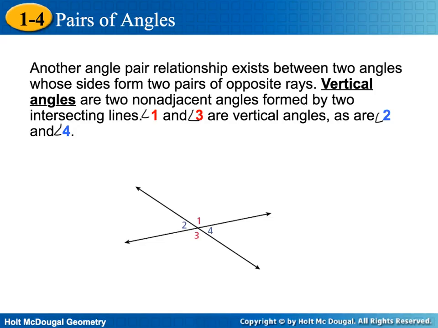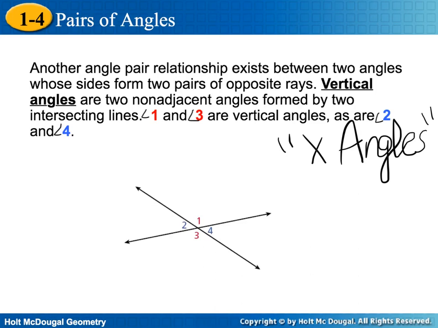All right, so the last set of definitions for this section is vertical angles. Vertical angles is your third and final buzzword. Vertical angles are 2 non-adjacent angles formed by 2 intersecting lines. Similar to how we called linear pairs our T angles, we're going to call vertical angles our X angles.